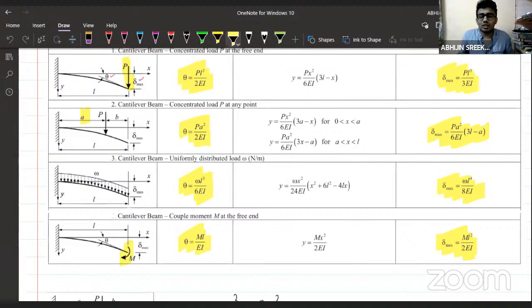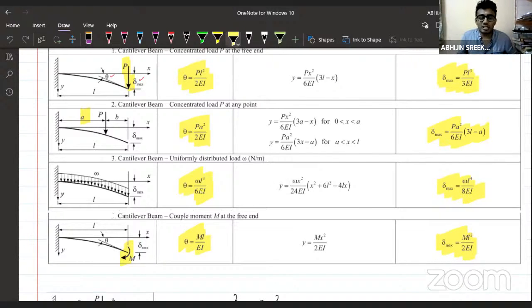I'll be taking a question on that when we take the GATE crash session on RCC. In that portion also, especially the change in length of pre-stress cable, these standard results are useful. We'll be discussing it in the next slide.